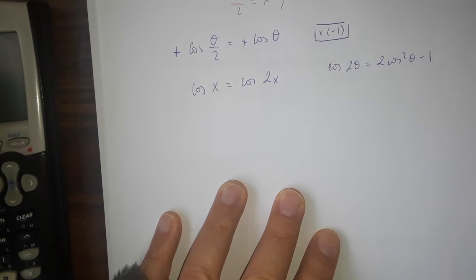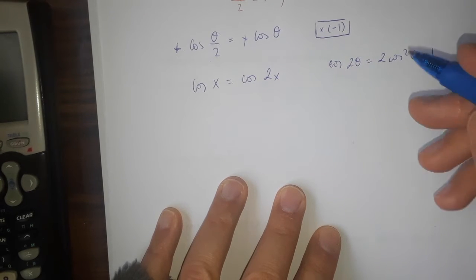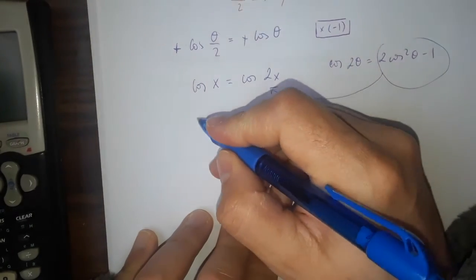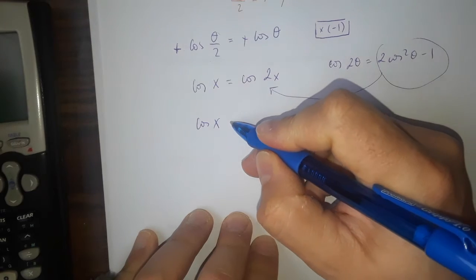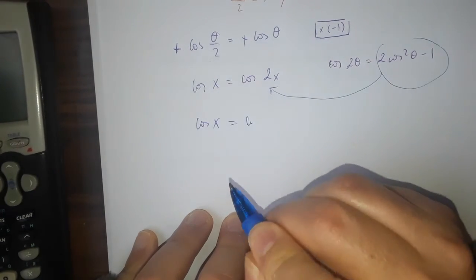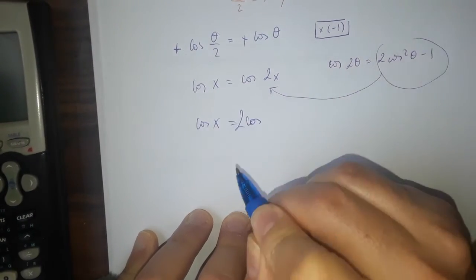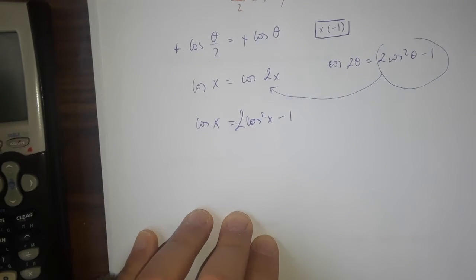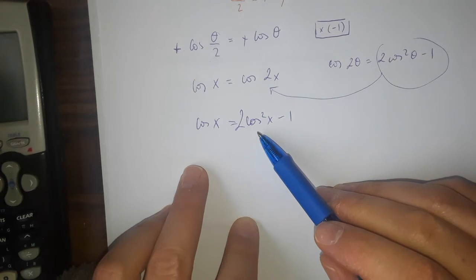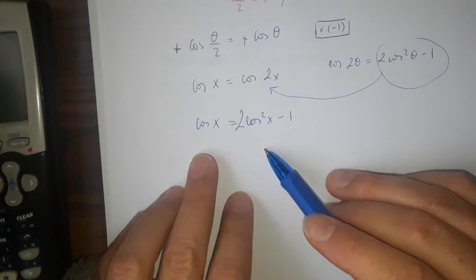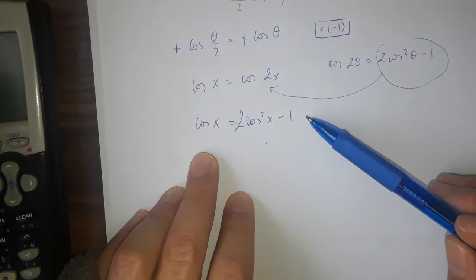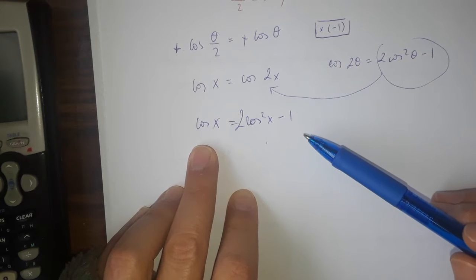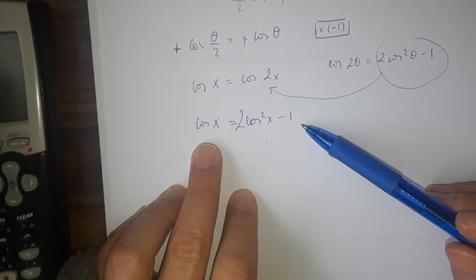Okay? Now, I can just substitute in here. Okay? So I have cosine of x equals 2 cosine square of x minus 1. Okay? Now, after I do this, you might not know it yet, but this is actually a quadratic equation. Okay? You might be shocked. Is this a quadratic equation?